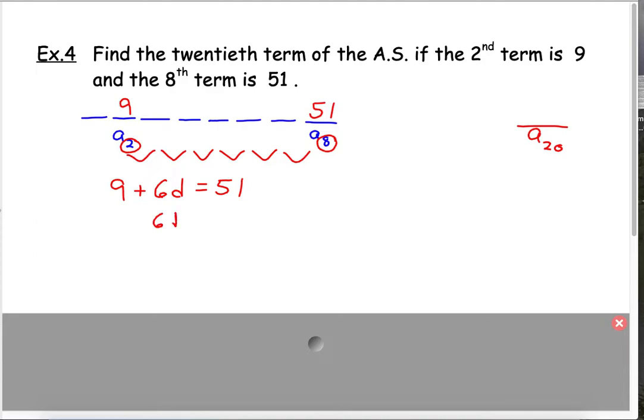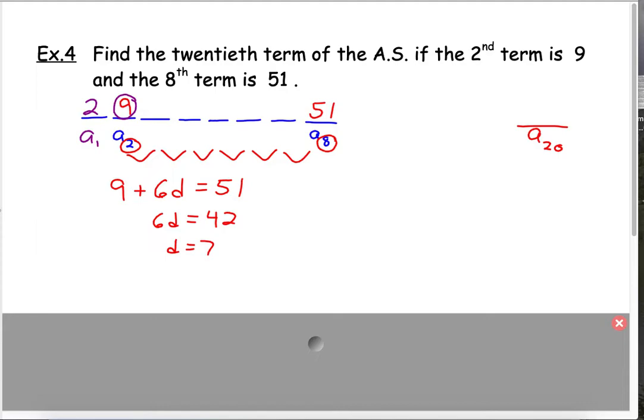So we get 6d equals 42. So d is equal to 7. So our common difference is 7. So therefore, I know the first term is going to be 9 minus 7, because I'm going backwards, and so that's going to be a 2. So a sub 1 is 2.